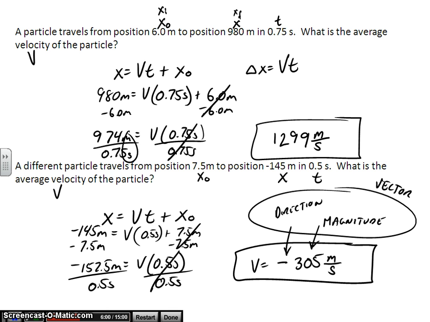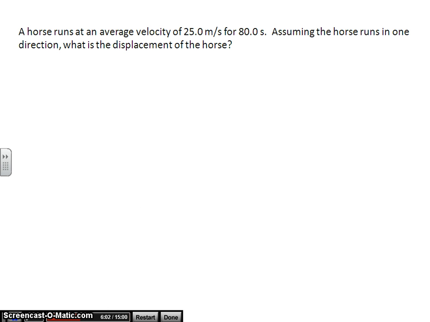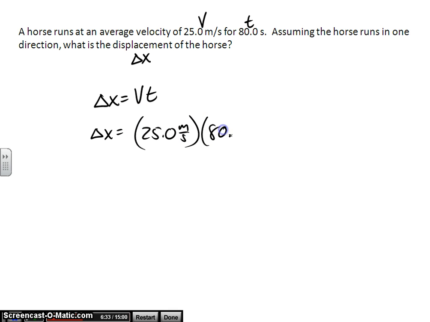Let's take a look at another problem. A horse runs at an average velocity of 25 meters per second for 80 seconds. Assuming the horse runs in one direction, what is the displacement of the horse? Looks like I have a velocity and a time, and I want displacement. Delta x equals vt. Delta x equals 25.0 meters per second times 80.0 seconds.